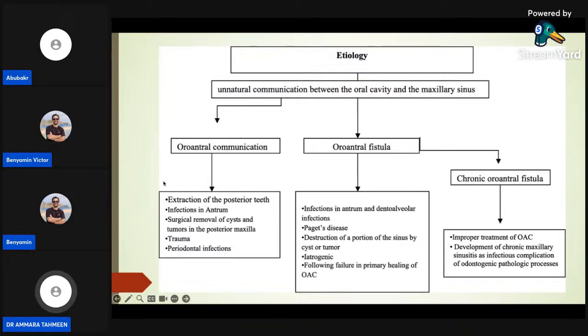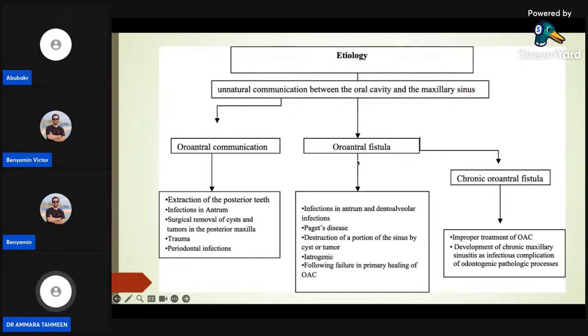So oro-antral communication is seen after the extraction of posterior teeth, or if there is an infection in the antrum like sinusitis or other sinus pathology, surgical removal of cysts and tumors in the posterior maxilla, direct trauma to the maxillary sinus, and periodontal infections. As soon as you see the communication between the sinus and the oral cavity, it is termed oro-antral communication. Next, let us move on to the oro-antral fistula.